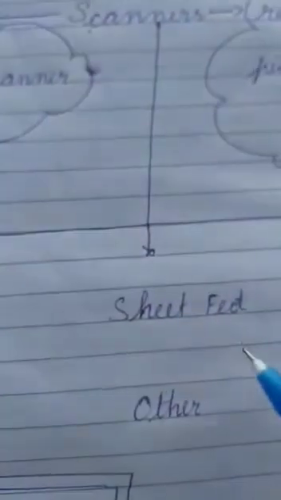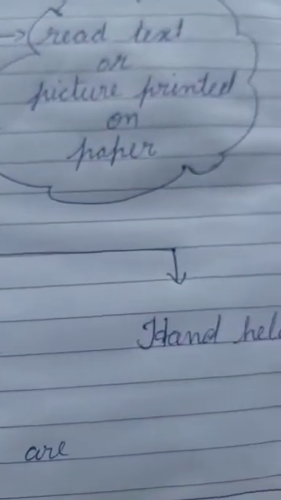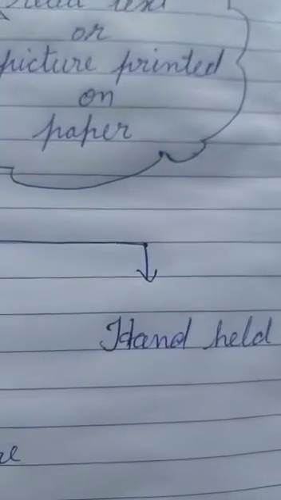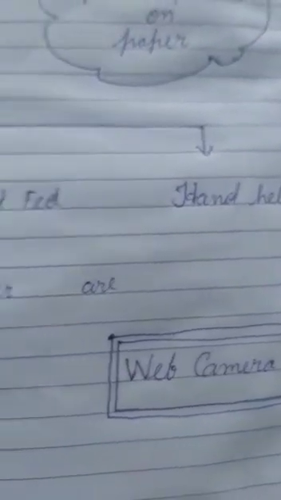Flatbed looks like photocopy machine, then sheet fed where we have to insert the page and then it rotates and takes the data into the computer. And the next one is handheld, that you have seen in malls and shops. So those are the three types of scanners. Then the others are digital camera and web camera. These two are also input devices.